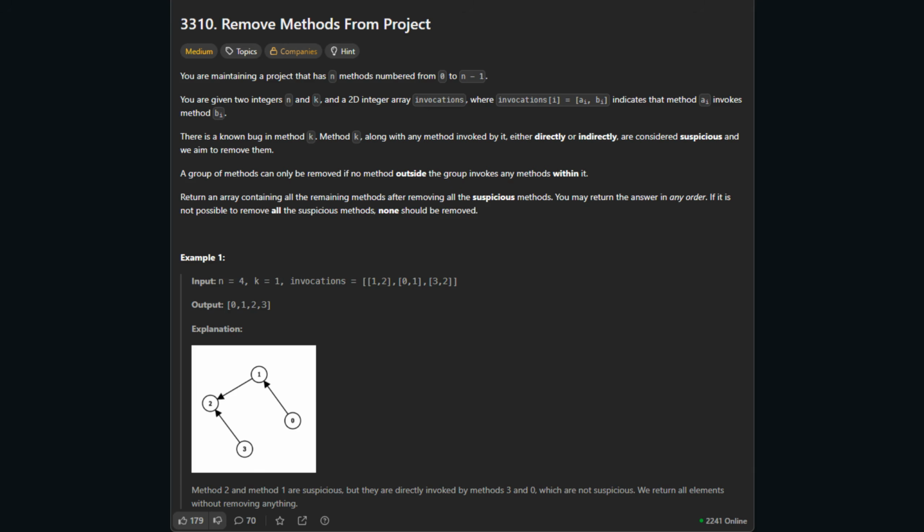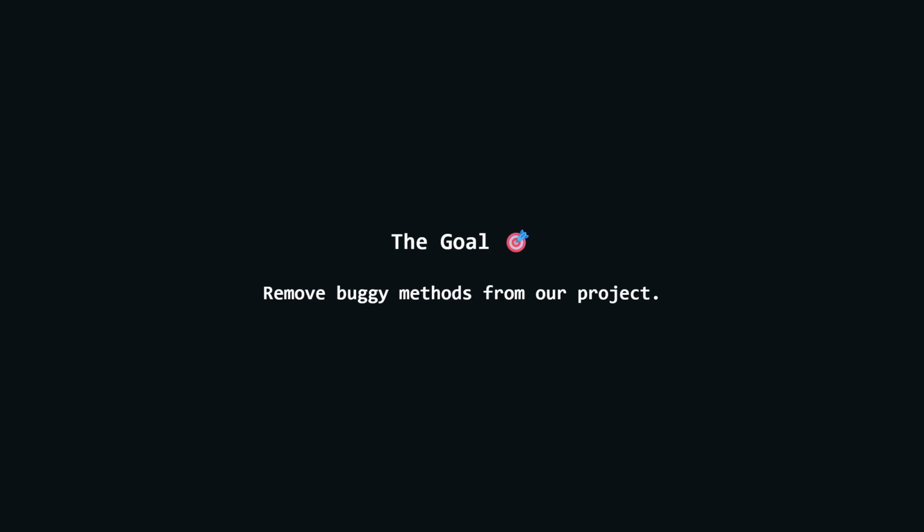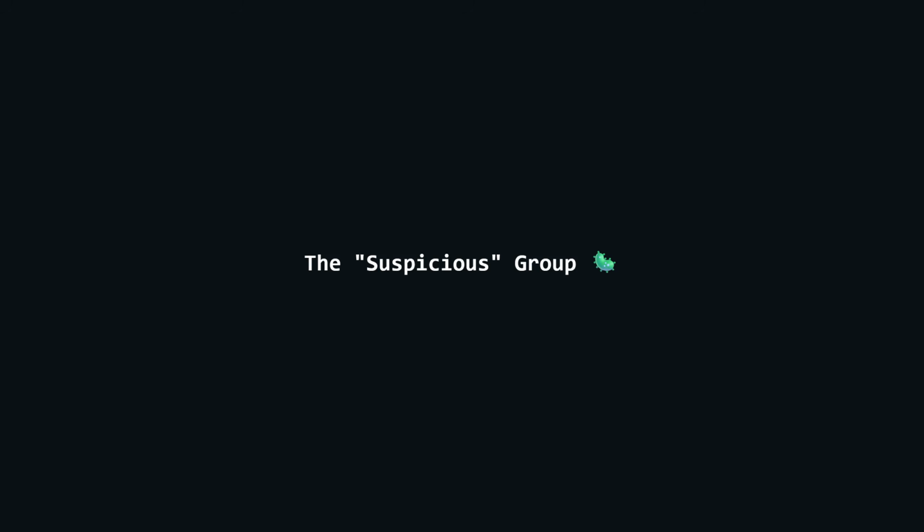Here is the problem page. It can look a little overwhelming with all the rules and bold text, so let's break it down simply. Basically, we are maintaining a software project. We have a total of n different methods, or functions, and we've found a bug in one of them, which the problem calls method k. This buggy method, plus any other method it calls, and any method those call, and so on, form a group. The problem calls this the suspicious group, and ideally, we want to delete all of them.